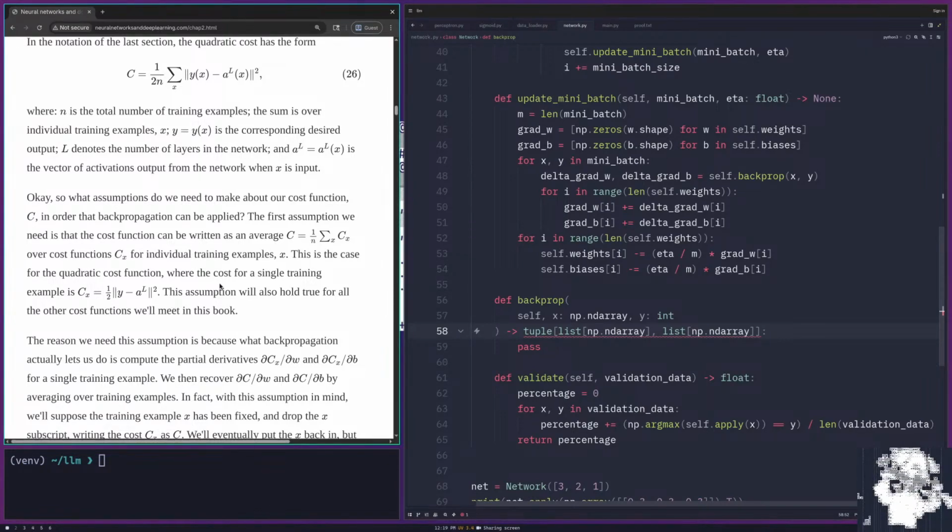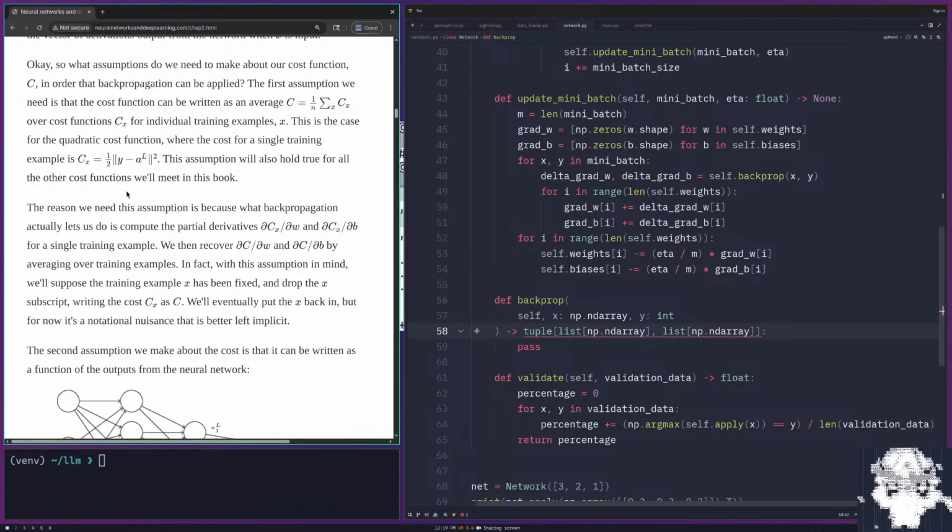Okay. The reason we need this assumption is because what backpropagation actually lets us do is compute the partial derivatives, derivative of Cx with respect to W and derivative of Cx with respect to B, for a single training example. We then recover derivative of C with respect to W and derivative of C with respect to B by averaging over training examples. In fact, with this assumption in mind, we'll suppose the training example x has been fixed and drop the x subscript, writing the cost Cx as C. We'll eventually put the x back in, but for now it's a notational nuisance that is better left implicit.